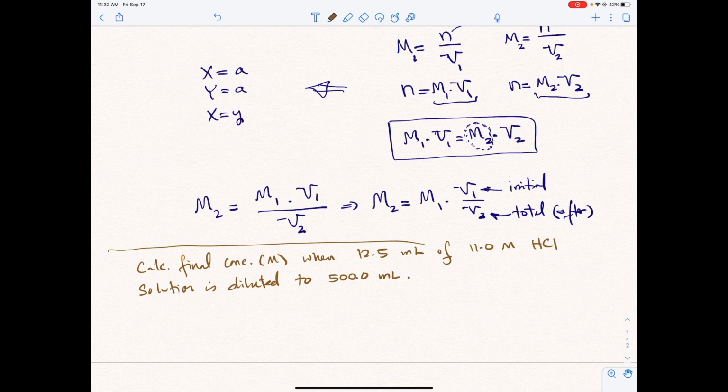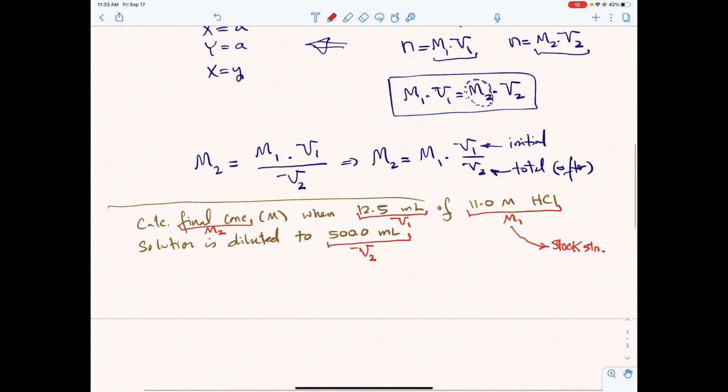So here's a basic problem where you're solving for M2. So let's go ahead and label. The final concentration is my M2, and the 12.5 is my V1. The 11 molarity is my M1. And the M1, or this initial solution, is my stock solution. And what's 500 ml? It's your V2. It's your final volume. So you can see that there's only one variable here, and that's M2.